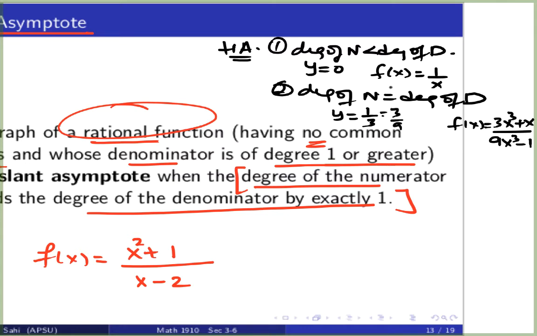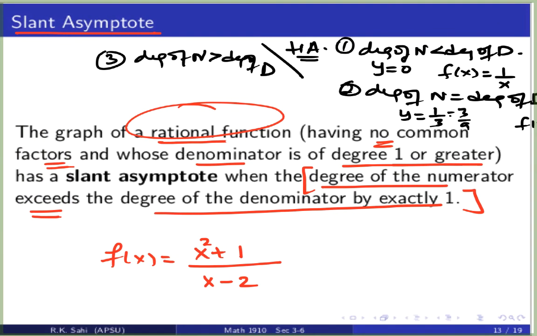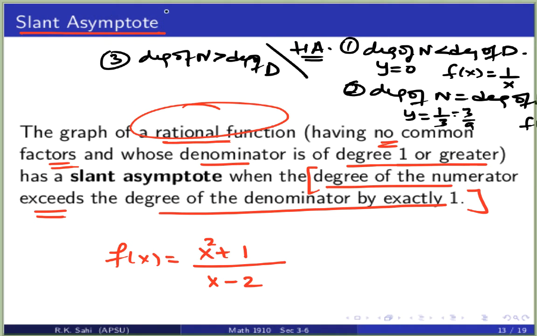Now, what happens when the degree of the numerator is greater than the degree of the denominator? We said the limit does not exist. Okay, we agree. But here, a slant asymptote is one specific case. It says, yes, the degree of the numerator is greater than the degree of the denominator, but it exceeds it by exactly 1 degree. That's the most important part.